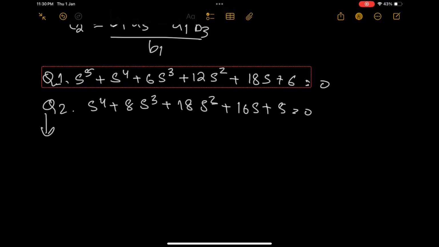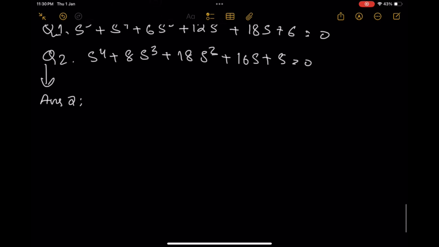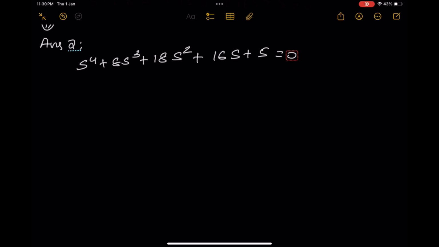Answer to the second question, that is how first of all we are gonna write the question once again. S raised to 4 plus 8s cube plus 18s square plus 16s plus 5 equal to 0. Now what I'm gonna do is I'm gonna start writing the Routh array. So I'll write the powers of s first, that is starting from s raised to 4, the highest power, going down to s raised to 0. Okay, now I'm writing the coefficients in a zigzag manner. So I'll start with 1, 8, 18, 16 and go to 5.